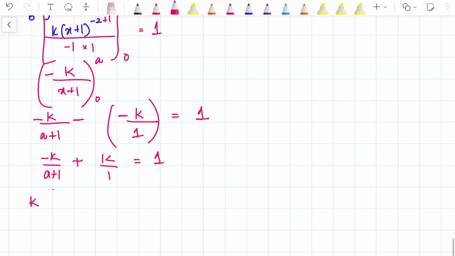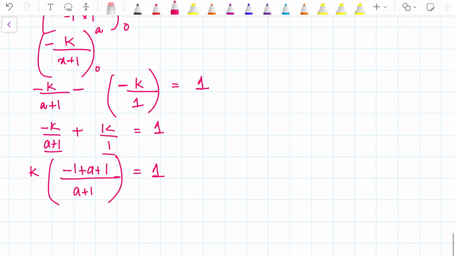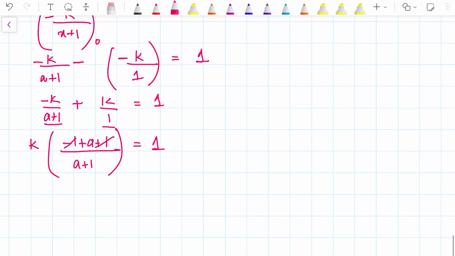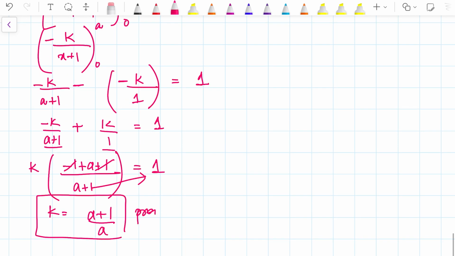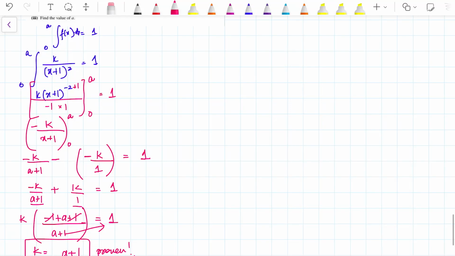Let's take k common out. And let's take LCM inside. This cancels out. k is equal to, cross multiply. And this is exactly what they want us to show. So lots of mathematical calculations, okay?